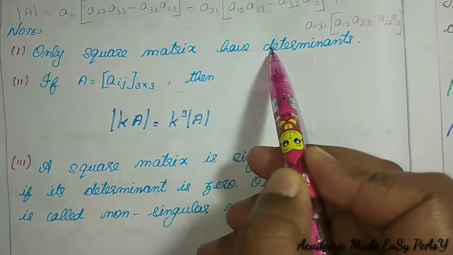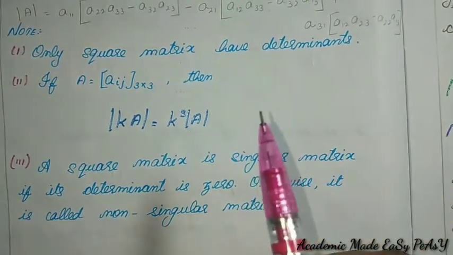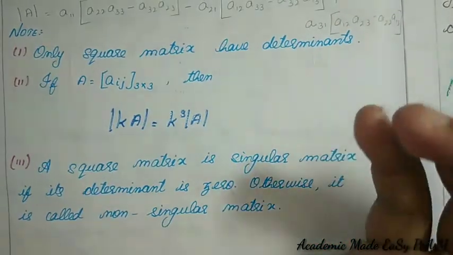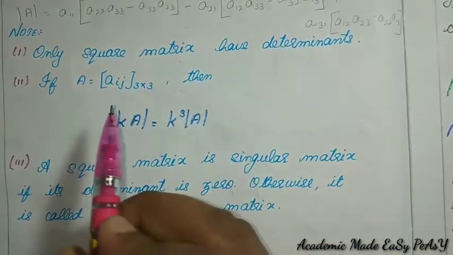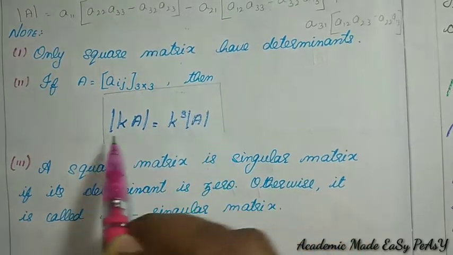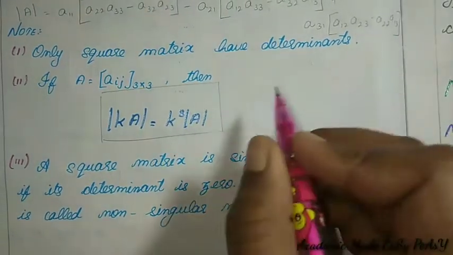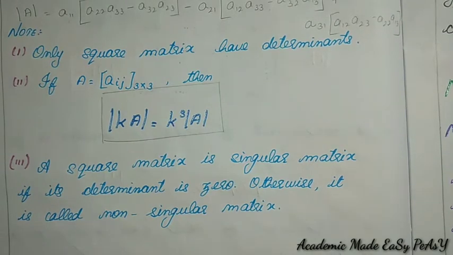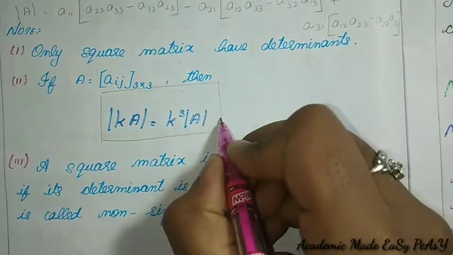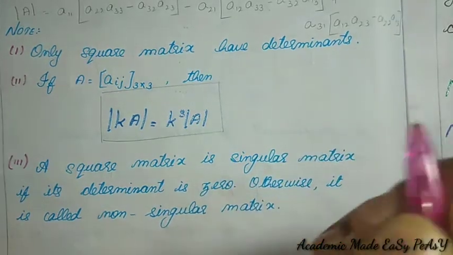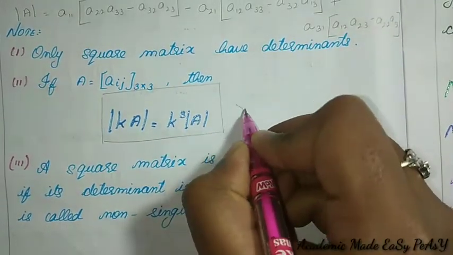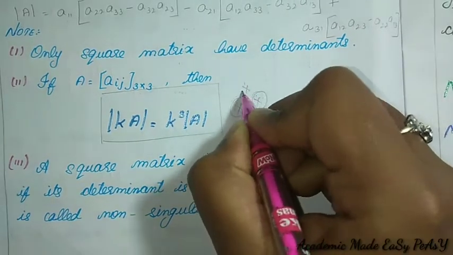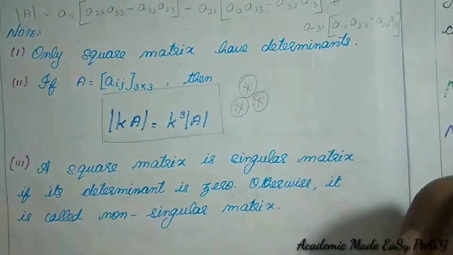Only a square matrix has a determinant. Already I said this in the previous topic itself. So only a square matrix can have a determinant, and this is one of the important formulas. In the previous year's question, even last year's, that is 2020, a question was asked based on this formula. So this is a very important formula, as well as a tricky formula.